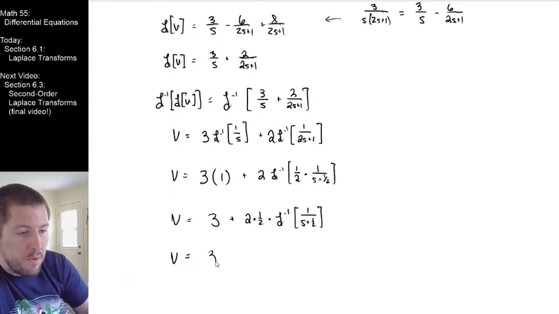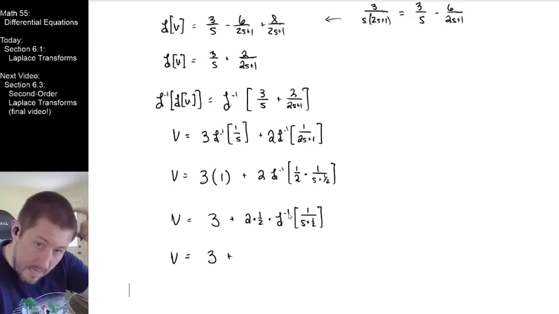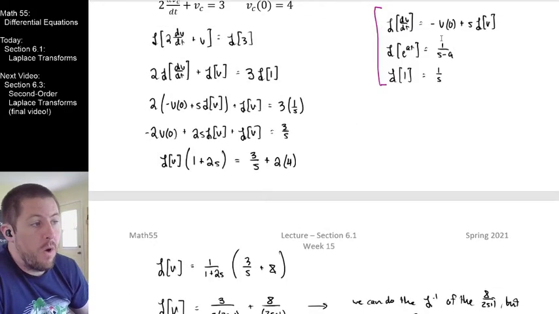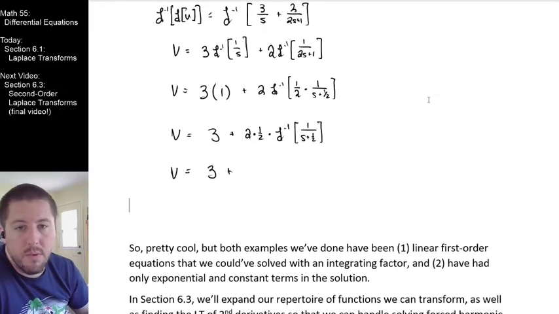This should be v is equal to 3 plus 2 times a half, clearly cancel, Laplace inverse of 1 over s plus 1/2. I know that I get 1 over s minus a from an exponential here. It seems like I want a to be negative 1/2 to make this look like what I've got. So I want e to the negative 1/2 t as my inverse Laplace transform here.